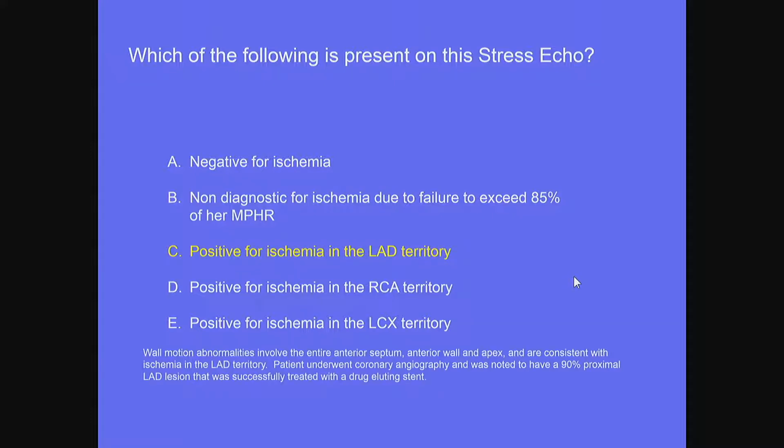The correct answer is C, positive for ischemia in the LAD territory. Wall motion abnormalities in this patient involve the entire anterior septum, anterior wall, and left ventricular apex, and are consistent with ischemia in the left anterior descending territory. This patient underwent coronary angiography and was noted to have a 90% proximal LAD lesion that was successfully treated with a drug-eluting stent.